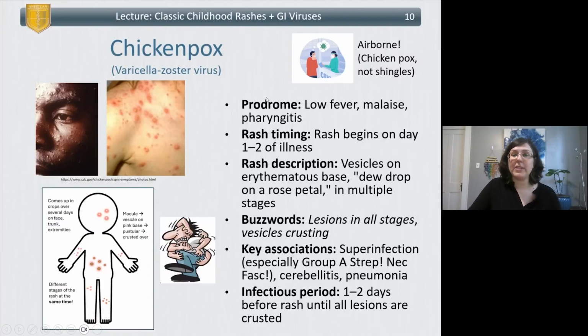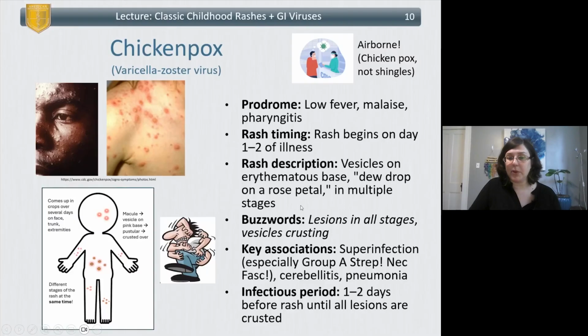So the prodrome is going to be a low fever, generally some malaise, maybe a pharyngitis, and then on day 1 or 2 of illness, you're going to have this very interesting rash that starts. This rash begins as sort of little erythematous papules, which then become vesicular and then become pustular. And these vesicles are on this sort of bright red erythematous base. And so that's why we call them a dewdrop, the vesicle, on a rose petal, this bright erythema.